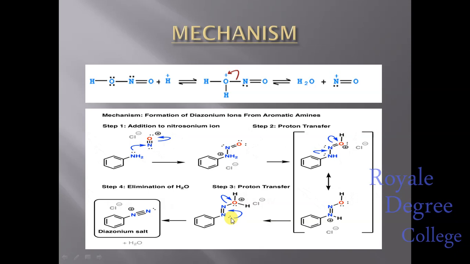Then in the next step, elimination of water. How is the water being eliminated? See here, between nitrogen and oxygen a bond is there. Now that bond is shifted towards the oxygen. So H2O is coming out. Then at the same time, a lone pair of electrons is there on the nitrogen.